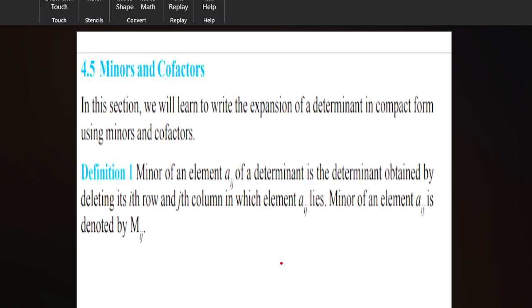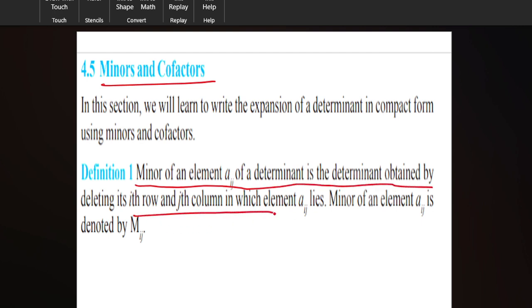Now minors and cofactors of a determinant are very, very important. Let's see. The minor of an element a_ij of a determinant is obtained by deleting the ith row and jth column in which the element a_ij lies. The minor of a_ij is denoted by M_ij. M is for minor, so we are writing M_ij.